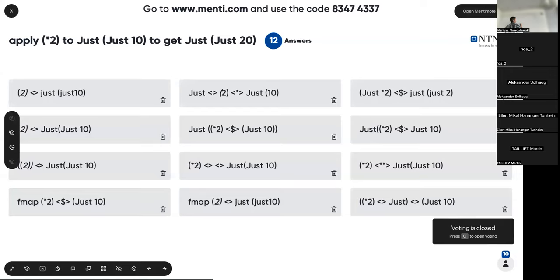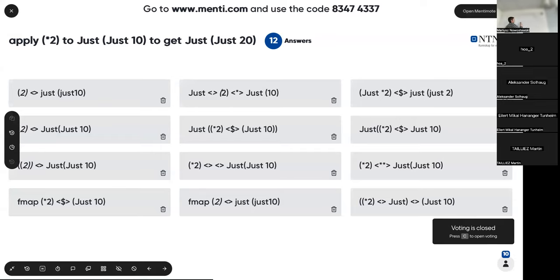So this fmap is for the outside structure, and then it needs a function which will be applied to the inner one. So that's another fmap. And then this fmap needs a function, which is a multiply by 2. And this function will be applied to the value. So we have the outside fmap, the inside fmap. This one is for this just, and this one is for the value. So that's how it looks.